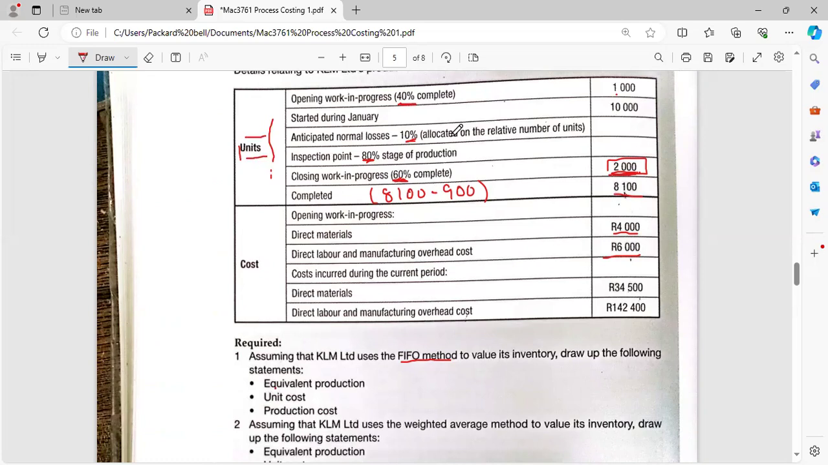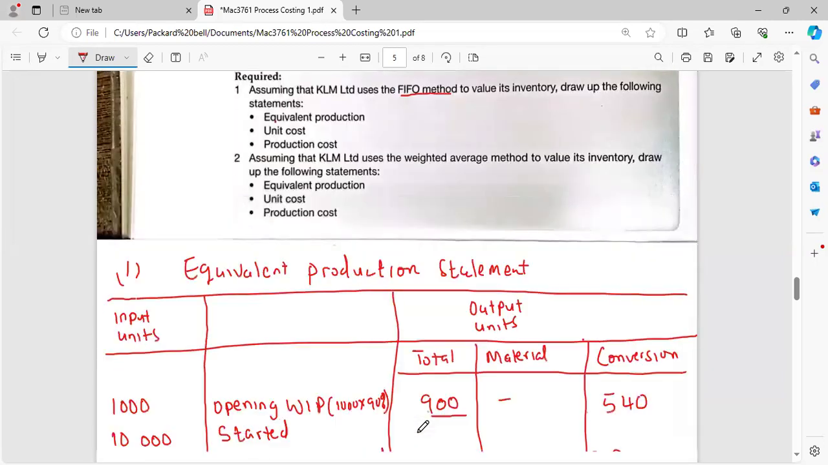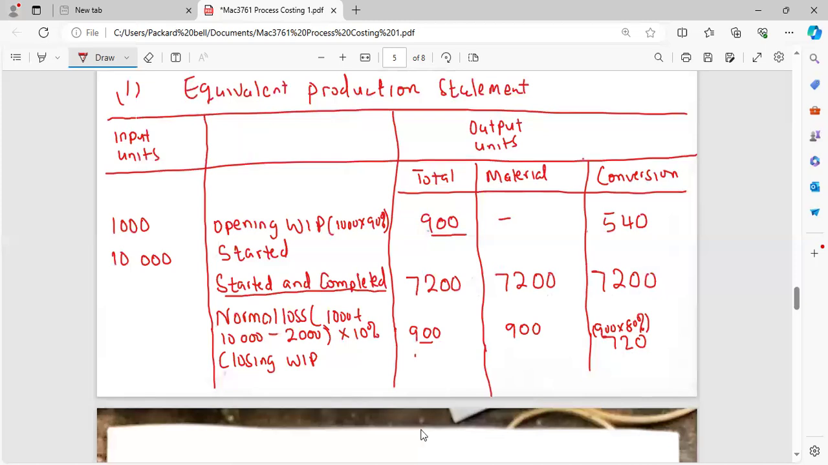The closing work in progress is going to be 2,000, which is 60% complete. So when you come here, your total is going to be 2,000. Material is complete, because there is no way the material can be half when you feed them. When we start the process, we put all the material that is needed. So in terms of material, it's 100%. So we want now the equivalent, which is now 60% complete. So we're now going to multiply 2,000 times 60%, which is going to be how much? 1,200 here.